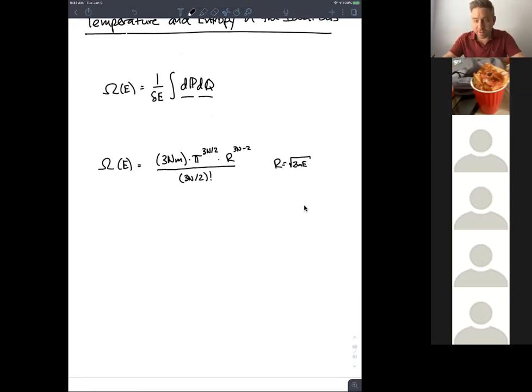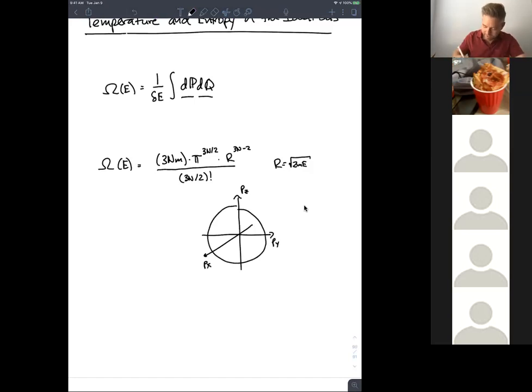All right, and you'll remember that the way that we got this was by looking at momentum space. We had px, py, pz. We had a sphere. We kicked the radius of this sphere out by a little bit. And this expression is the volume of this shell in our momentum phase space. Everybody remembers this? Excellent.